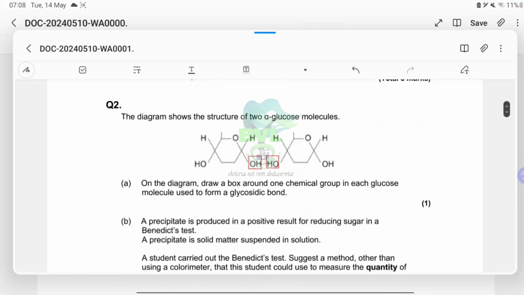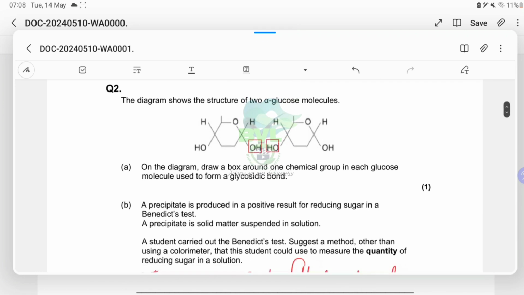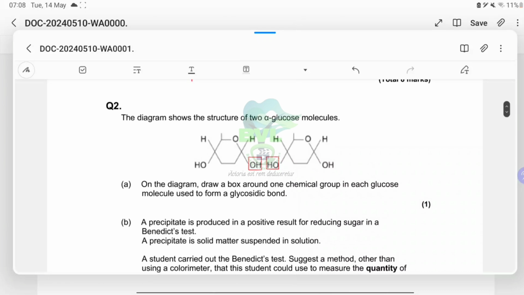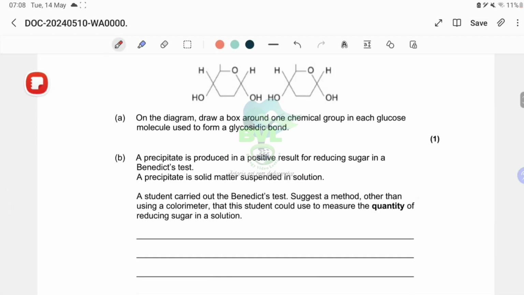So here's the answer. These are the 2 hydroxyl groups that will form the glycosidic bond. So one OH from here and one H from here. So H2O is removed, then the O holds them together. You should have known that, I believe, or you could just check that up in the other diagrams. So next question.